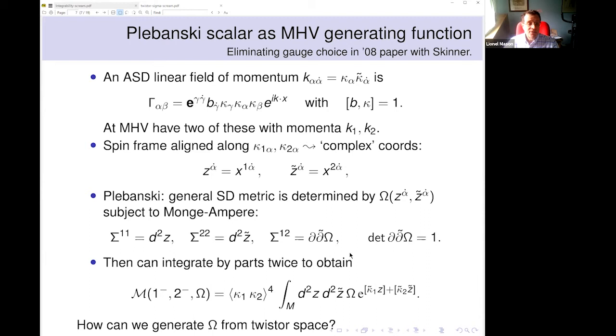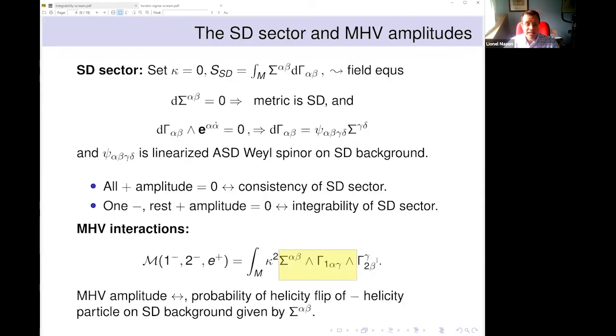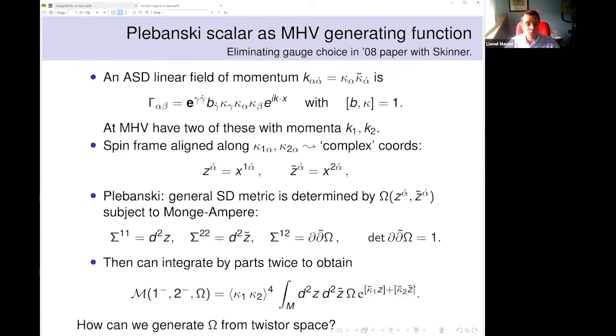So you can do this, and then if you take our form here that was generating the MHV amplitude, you can see, roughly speaking, that it's actually not going to be hard to take dd tilde of omega here. So the sigma 1,1 and sigma 2,2 just cancel away, but the sigma 1,2 here, you can integrate by parts, and you end up with this simple formula here for the generating function. And this was actually a big improvement over what David Skinner and I had 10, 12 years ago, because we no longer have these gauge-dependent Bs in the formula. So now what I want to do is explain how we can generate this from twistor space. But any questions?